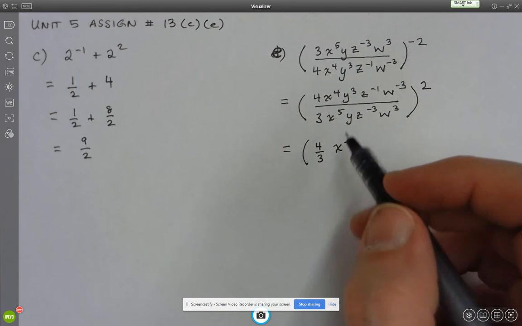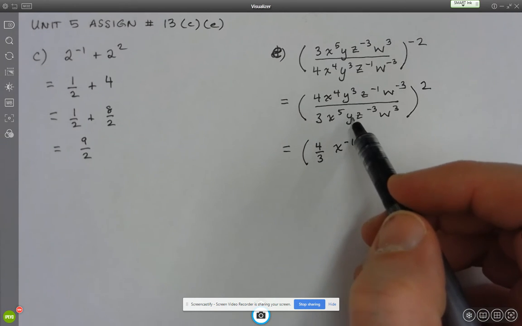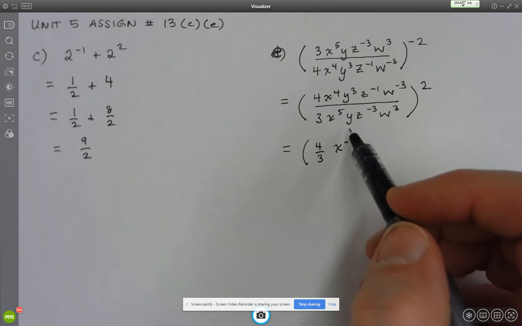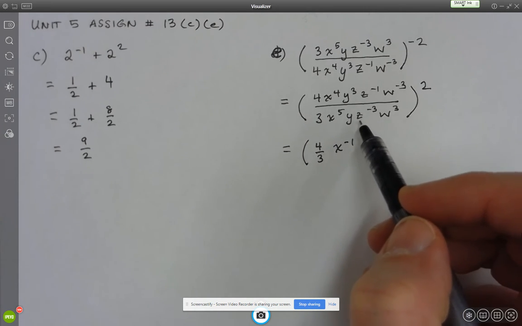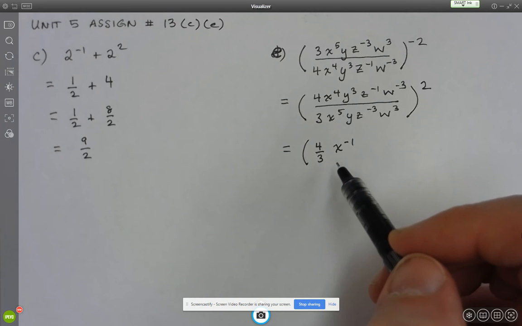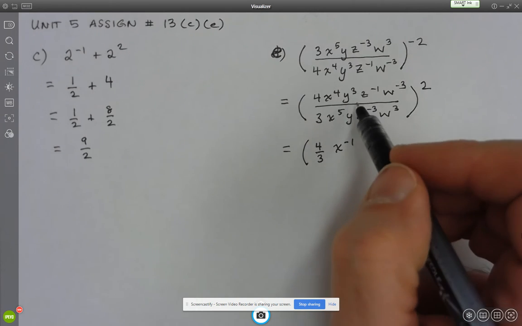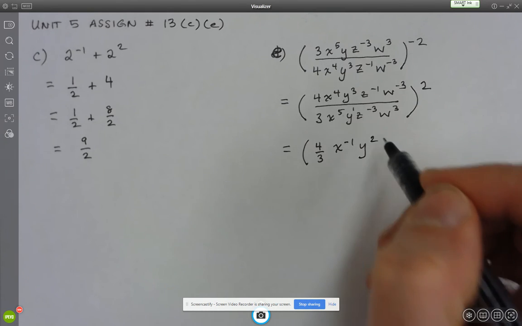Okay, next, y cubed divided by y to the 1, so when there's no exponent. Now, one common mistake that you've got to be careful of is this negative 3 only applies to the base z. It doesn't apply to the y. There would have to be brackets in order for it to apply to the y. So here, this is like y to the 1. So 3 minus 1 is 2, so y squared.